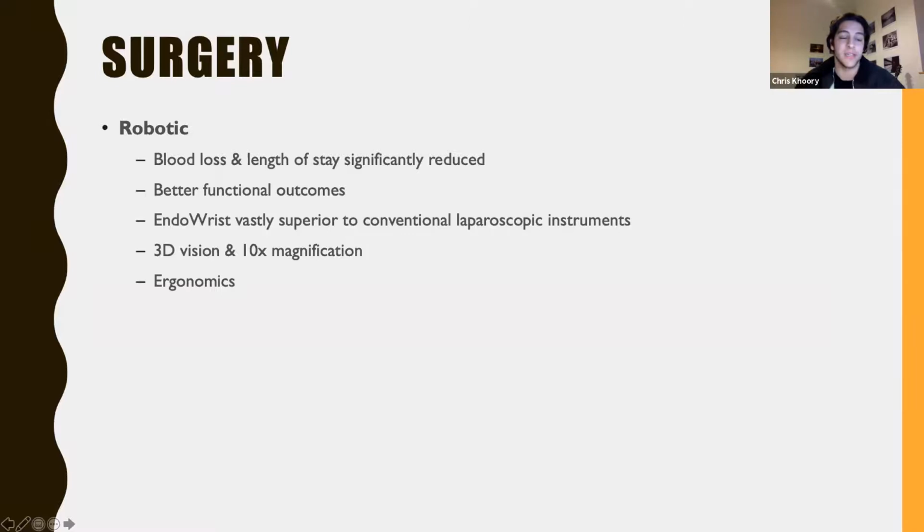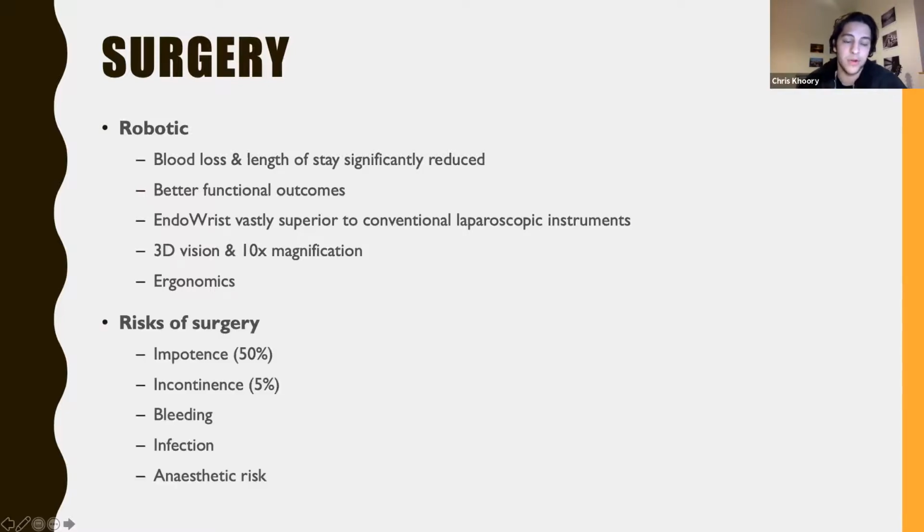So the benefits of robotic surgery: blood loss and length of stay are significantly reduced, and there are better functional outcomes. It has something called the endo wrist, which is far superior to conventional laparoscopic instruments because the wrists can bend back all the way on themselves. You have 3D vision inside your little booth, the magnification is up to 10 times, and the ergonomics make much more sense. There are some risks of surgery though. This includes impotence and incontinence, and then your other risks like bleeding, infection, and the risks of anaesthetic as well.